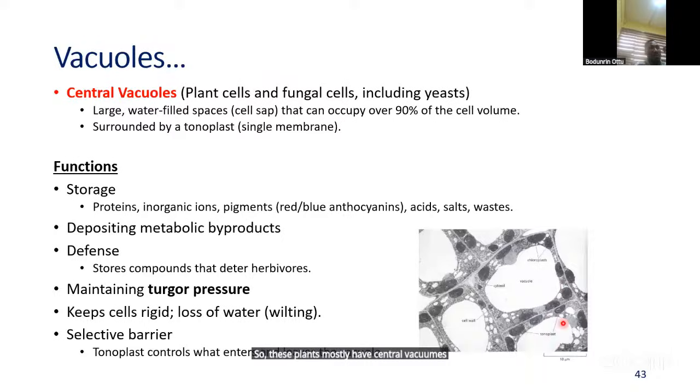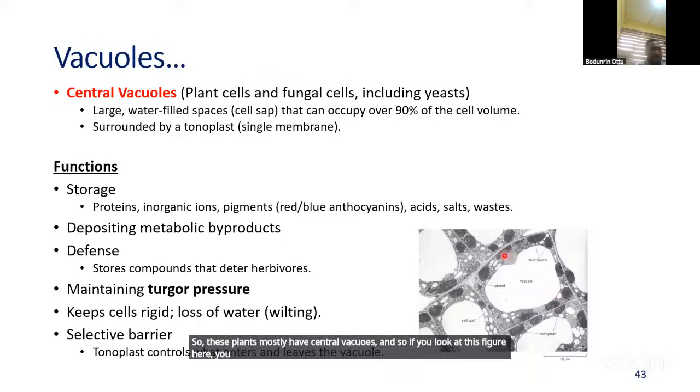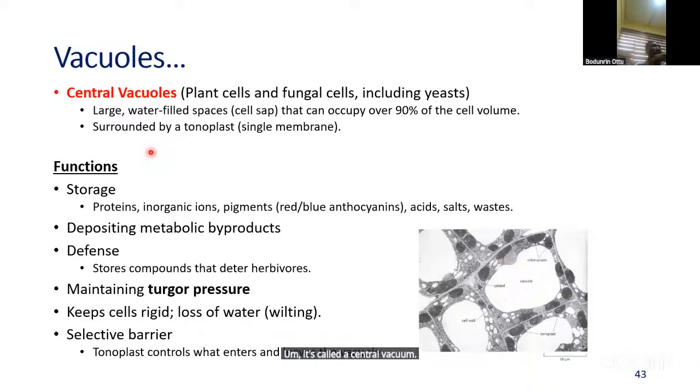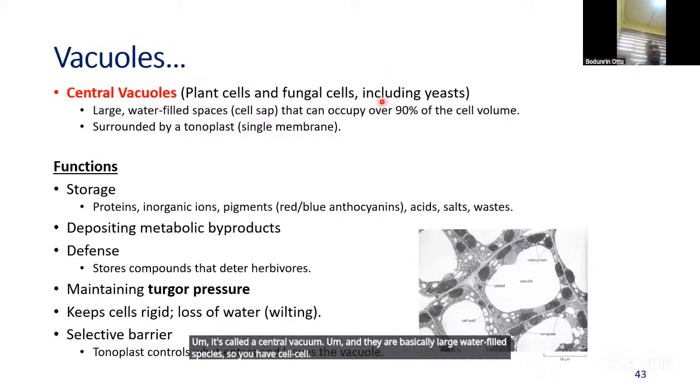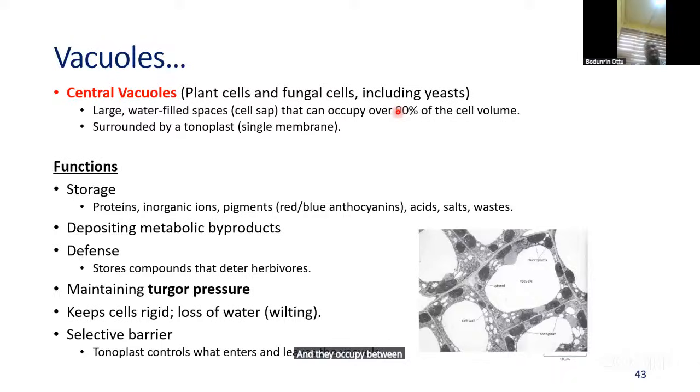And so if you look at this figure here, you see the vacuole very large. It's called a central vacuole. And they are basically large water-filled spaces. So you have a cell, and they occupy between 30 to 90%. So it varies, right? The volume central vacuoles occupy ranges from 30 to 40 to 90%.